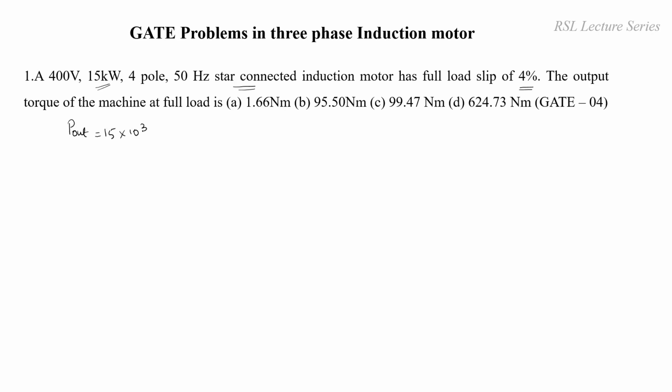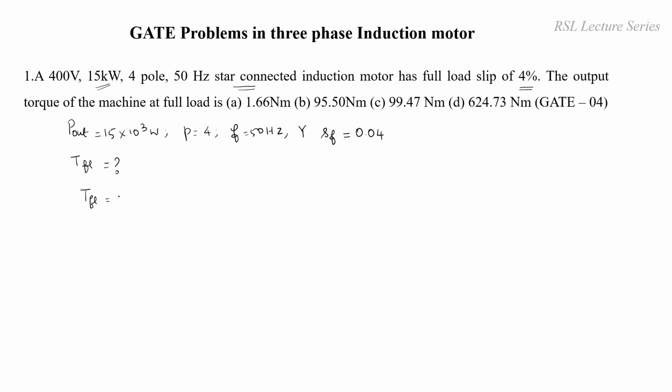So 15 into 10 power 3 watts. And number of poles given, P is equal to 4, and the supply frequency F is equal to 50 hertz, and the machine is star connected. So star connected induction motor, and then the full load slip. So slip corresponding to full load condition, SF, be the slip corresponding to full load condition, 4%, 4 by 100, so 0.04. So now we have to find out the torque corresponding to full load condition. That is the output torque corresponding to full load condition.